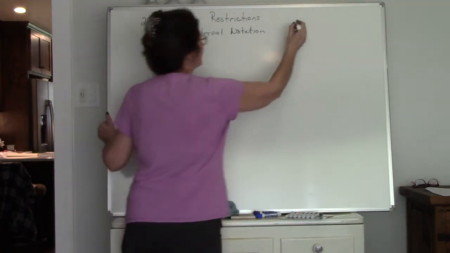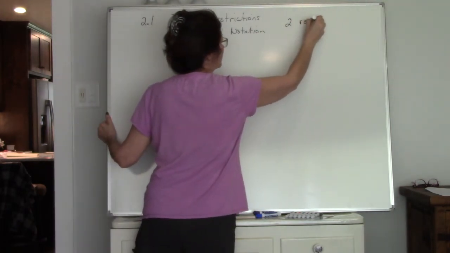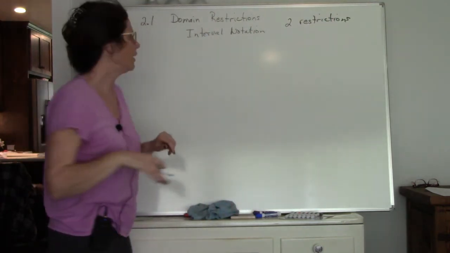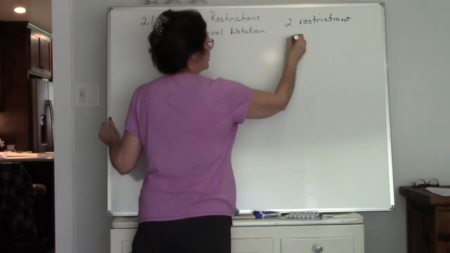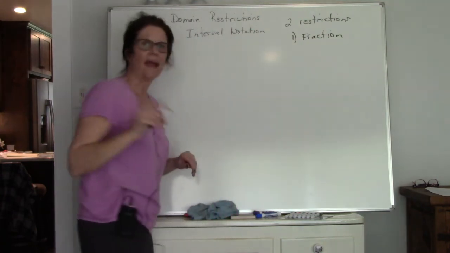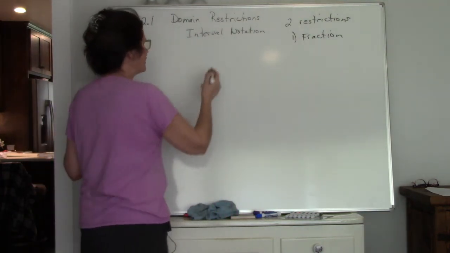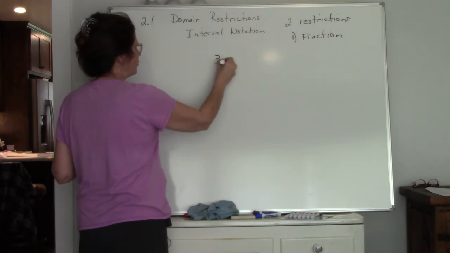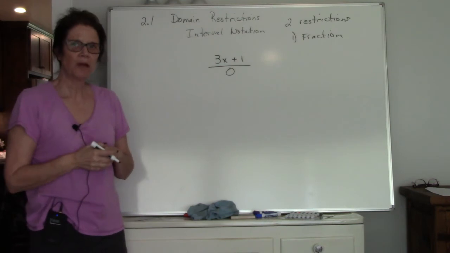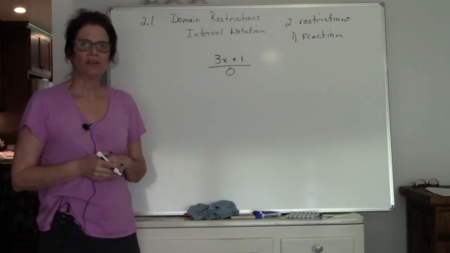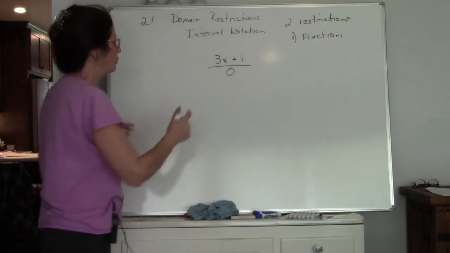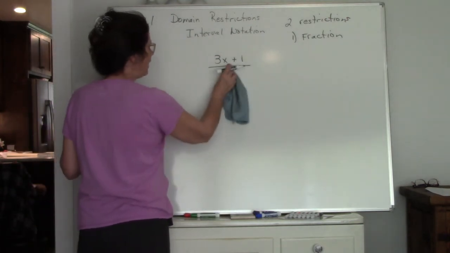So at this point, there are 2 restrictions that we have to worry about. There's actually 3, but since we're not there yet, I won't bring it up. One is when we have a fraction. That means there's going to be a problem, because if I have the fraction 3x plus 1 over 0, do you see what the problem is? You cannot divide by 0. 0 means it's undefined. That's a restriction.